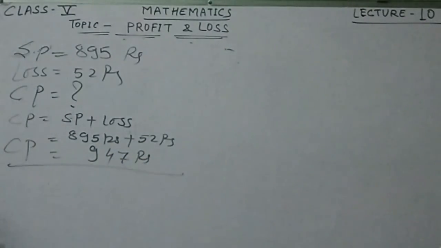So CP is 947 rupees. Okay, students, now you see all the questions depend upon only the 6 formulas that I gave you at the start. So first you have to learn all the formulas, and after that start solving. The solution of this chapter, profit and loss, is given in the description. From there you have to complete your notes, and in the next class I will teach you the next chapter, the unitary method.